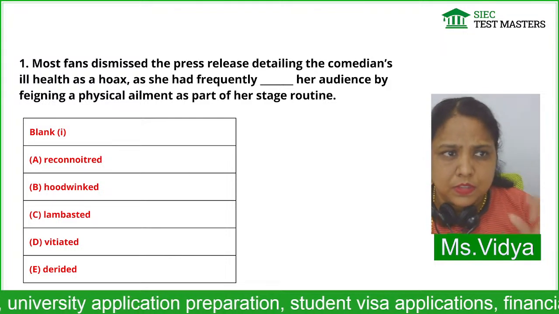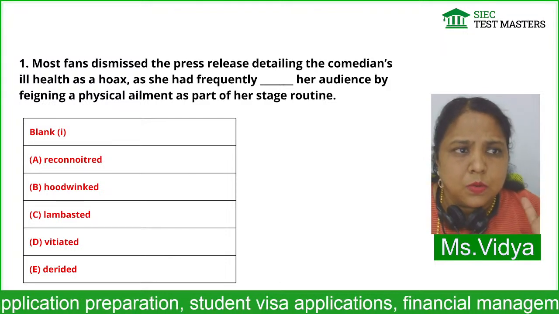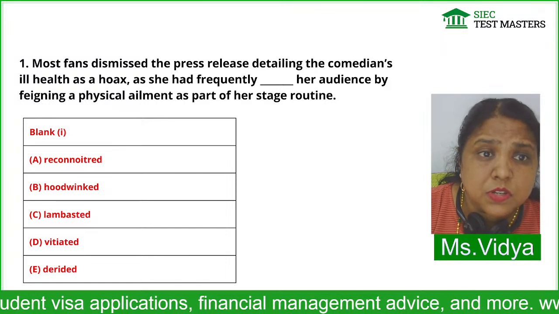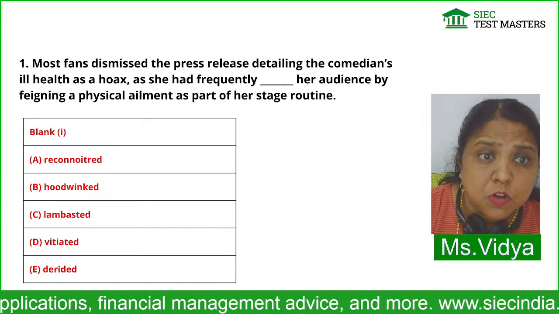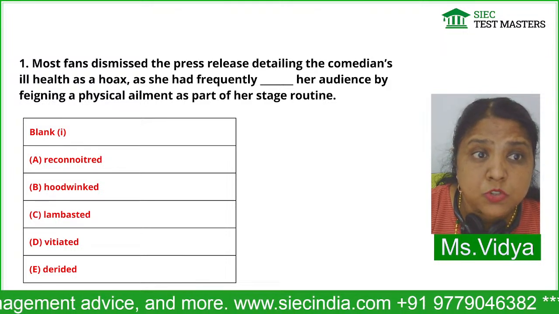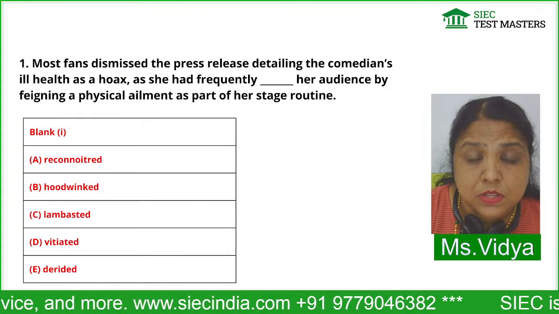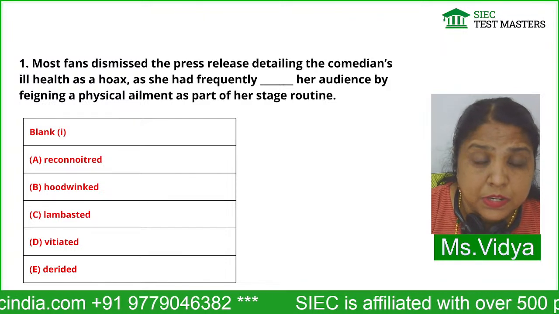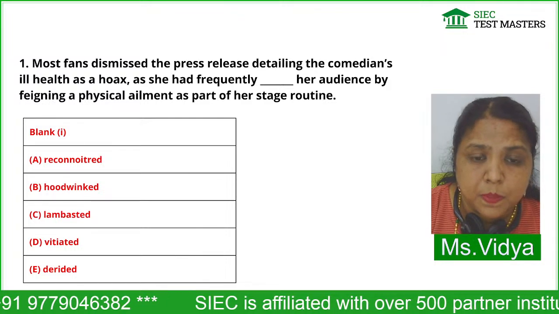That way, you have to first read the sentence. What is the signpost here? As is the signpost, which is a cause and effect signpost, because it is giving the reason why most fans dismiss the press release, because they did not believe the comedian was really sick. Okay, now second question.